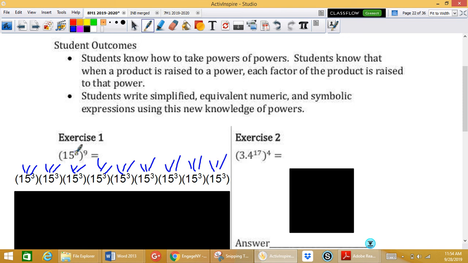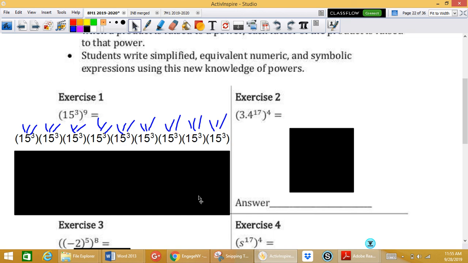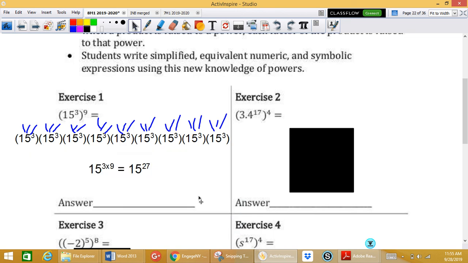Now what can I do with 9 and 3 to get 27? Well, 3 times 9 gives me 27. So if I have a power raised to another power, I'm just going to multiply those together. So the answer is 15 to the 27th power.